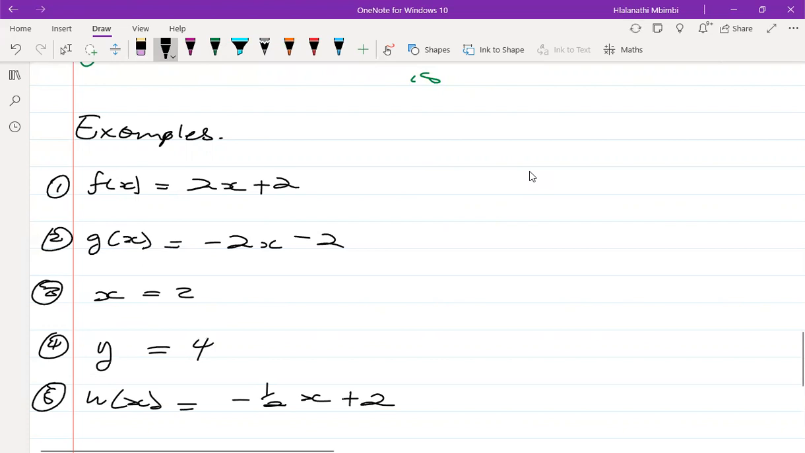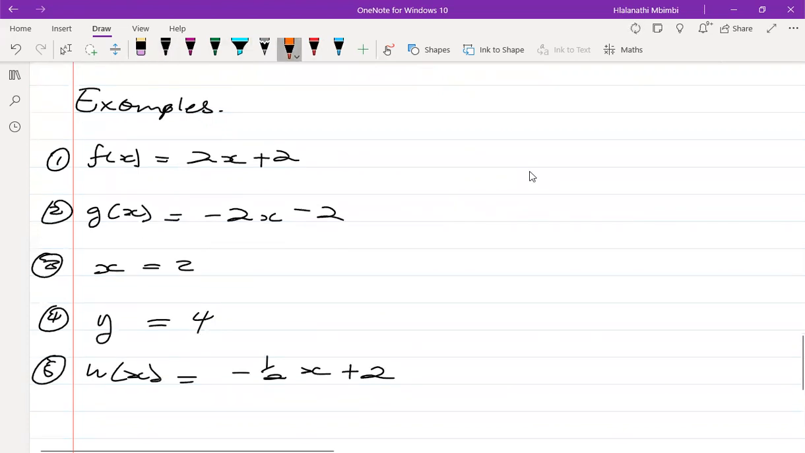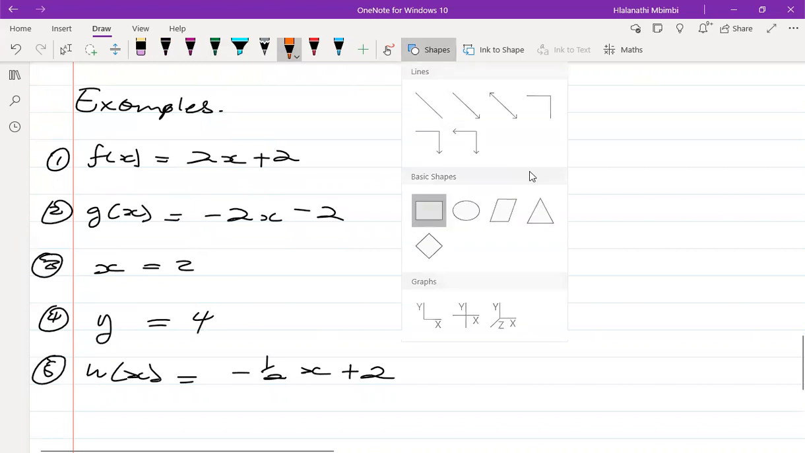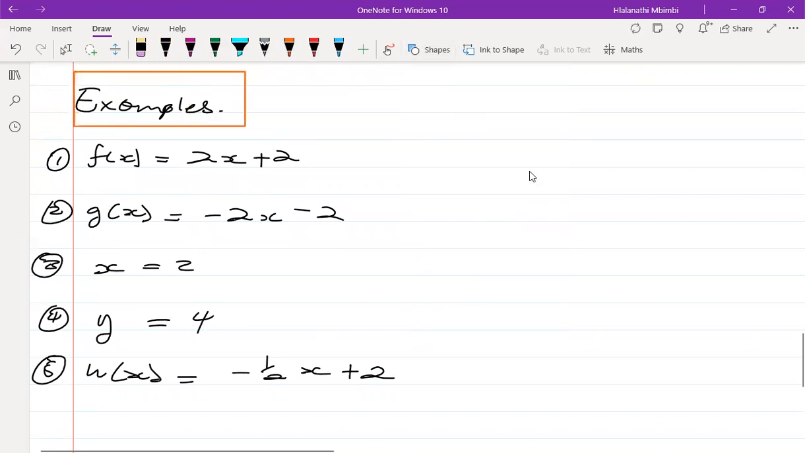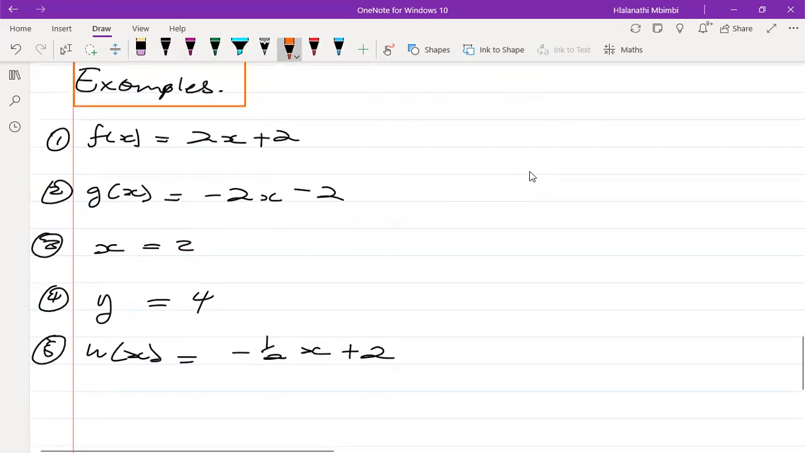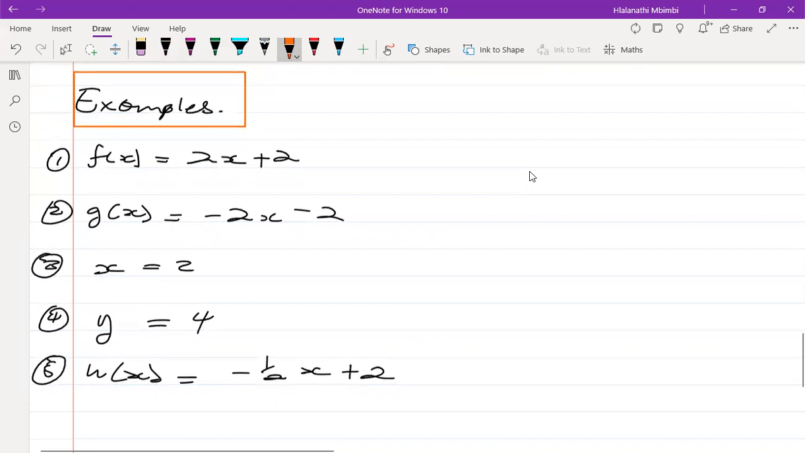Okay, anyway, these are the examples that we're going to be going over. We're going to be looking at how to draw these guys. Drawing these guys is quite very easy.